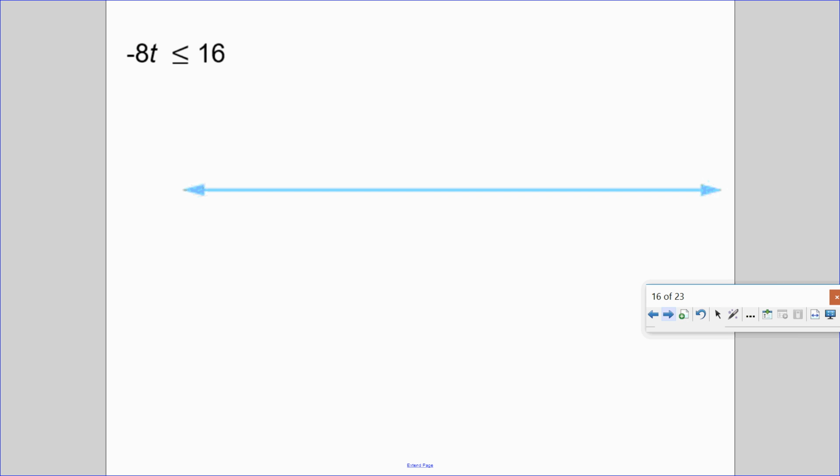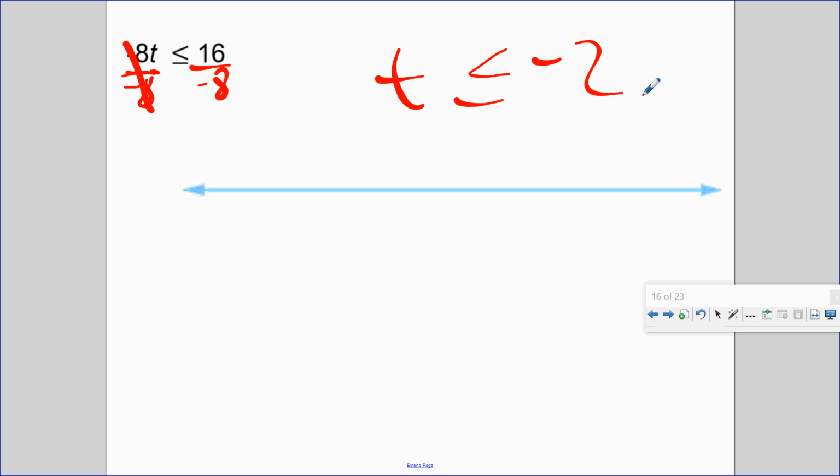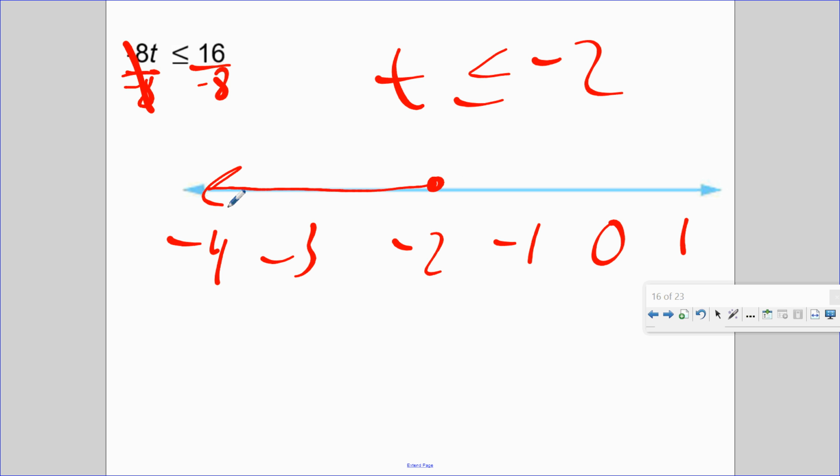I need to isolate the variable t by doing the inverse operation. The inverse operation of multiply by negative 8 is divide by negative 8. So t is less than or equal to negative 2. Let's see if this really does work. It has to be less than or equal to negative 2. I'm going to pick a number here. For example, I'm going to pick negative 3.